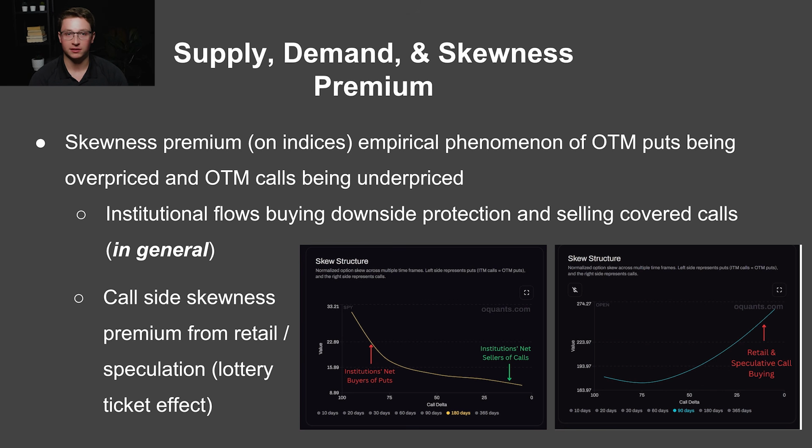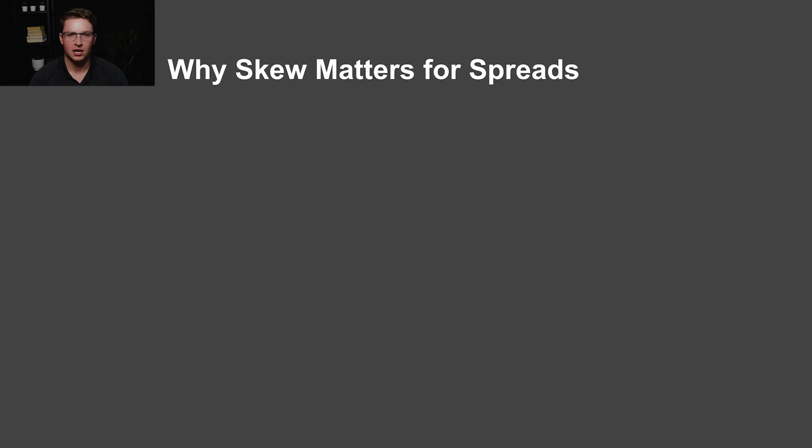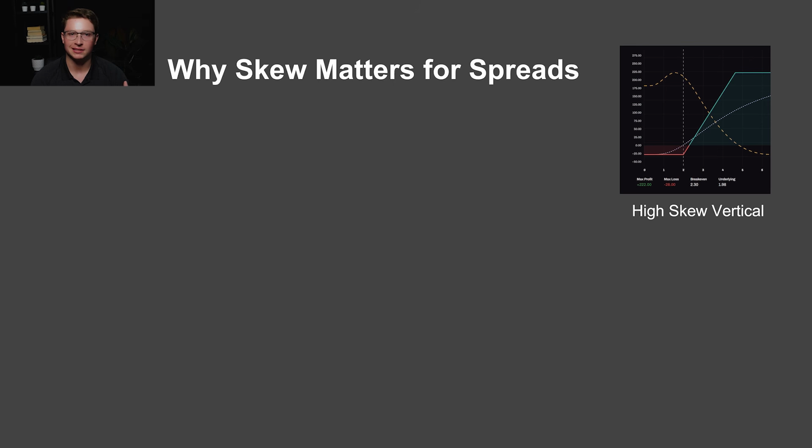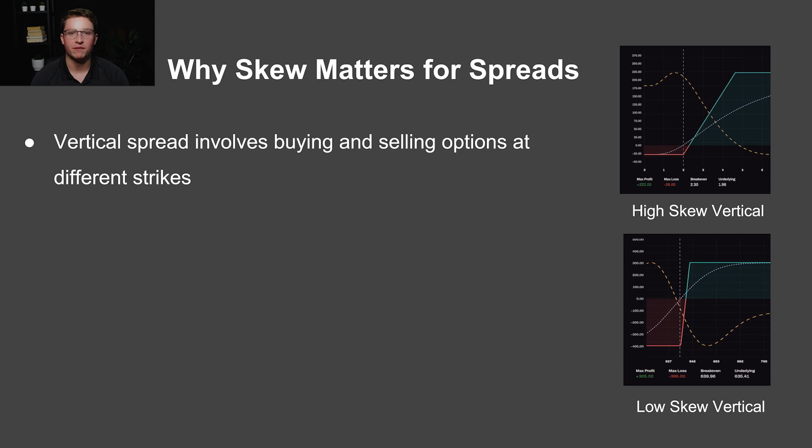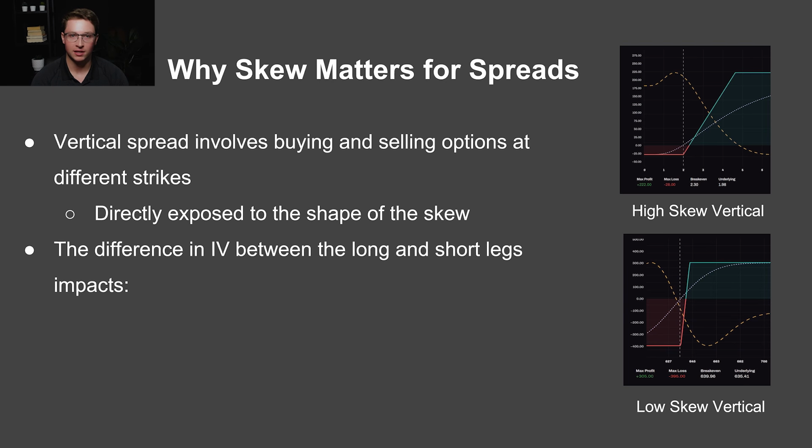In both cases, sellers are offering convexity and they demand to be paid for it. So how does all of this relate to vertical spreads? Vertical spreads involve buying and selling options at different strikes, which means they're directly exposed to the shape of the volatility skew. The difference in implied volatility between the long and short legs impacts the spread's initial value in Greeks, its P&L profile as the underlying moves, and the edge, positive or negative, you're taking when entering the trade.